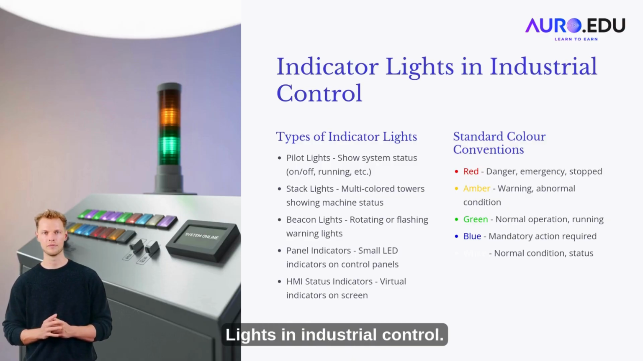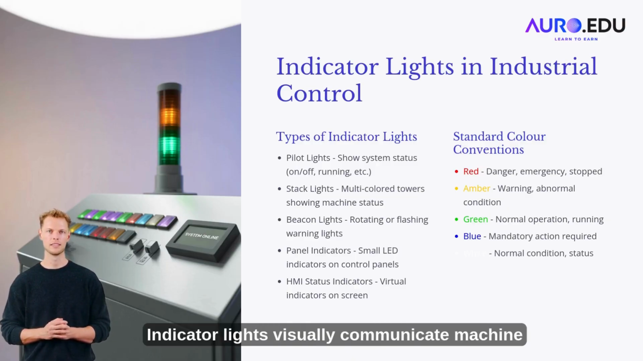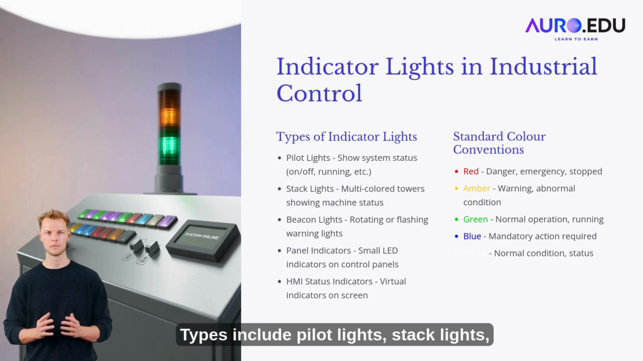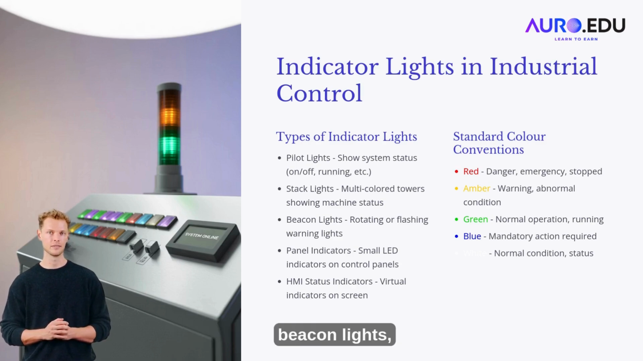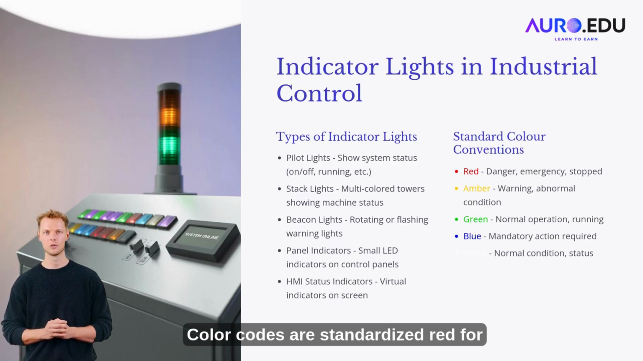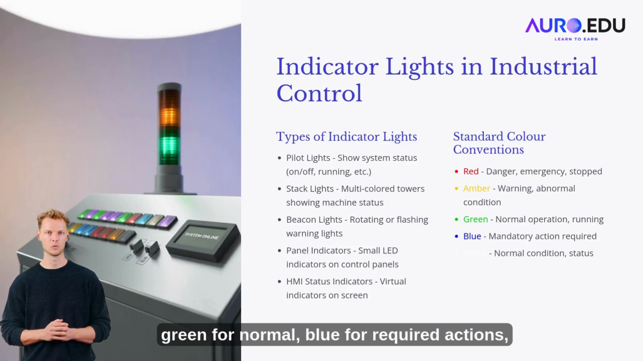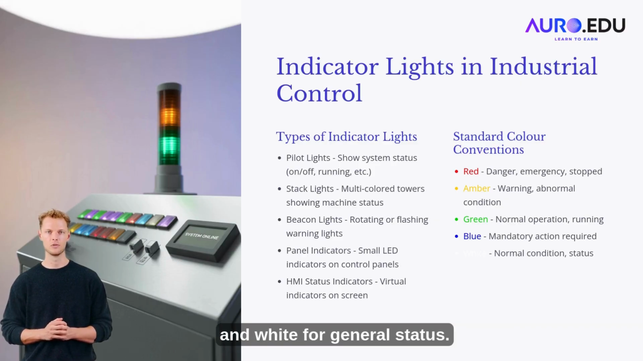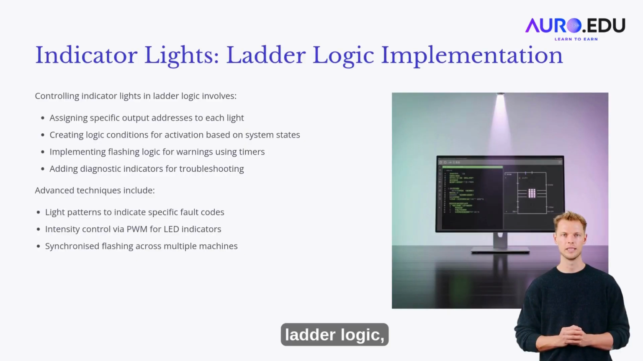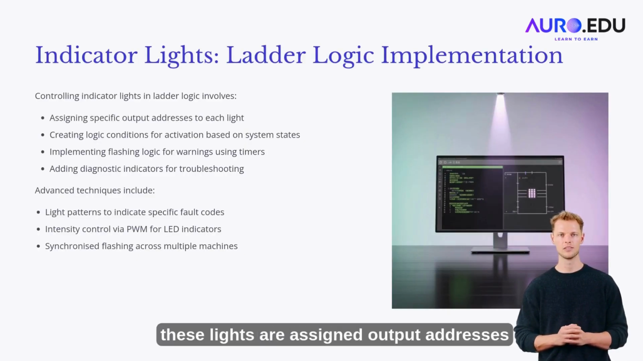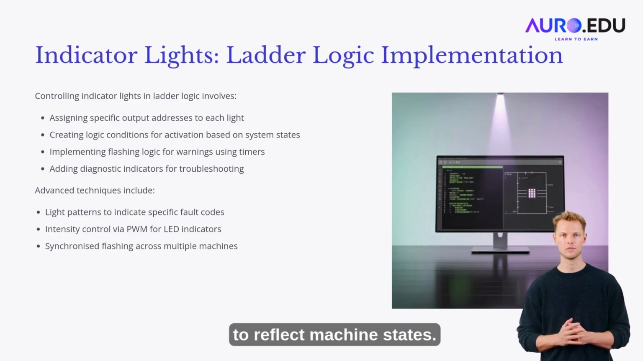Indicator lights in industrial control. Indicator lights visually communicate machine status. Types include pilot lights, stack lights, beacon lights, and HMI status indicators. Color codes are standardized: red for emergency, amber for warnings, green for normal, blue for required actions, and white for general status. In ladder logic, these lights are assigned output addresses, and their activation conditions are programmed to reflect machine states.